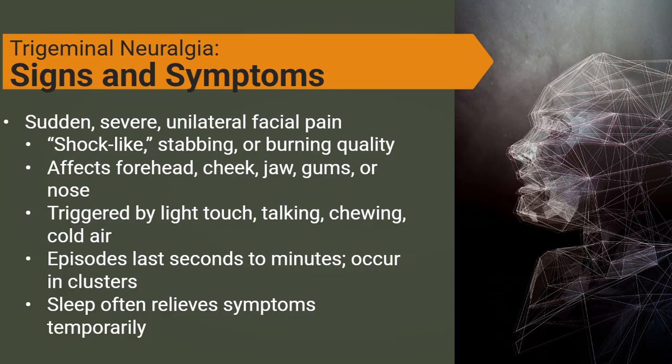Attacks are usually triggered by very light stimulation, even things that wouldn't usually be painful. Examples include touching the face, speaking, chewing, brushing teeth, washing the face, putting on makeup, cold air, or even smiling. These areas are known as trigger zones. Because of how unpredictable the attacks are, patients may become fearful of doing normal daily activities. Episodes last seconds to minutes, but they may cluster together many times a day. Sleep often helps interrupt the pain cycle, so you may see patients who lie still or nap frequently to avoid triggering an attack. Over time, this can affect nutrition, hygiene, communication, and emotional well-being.